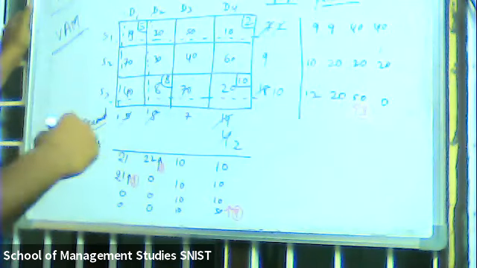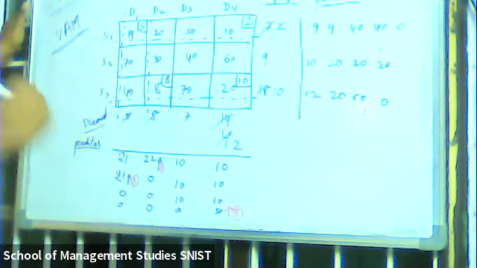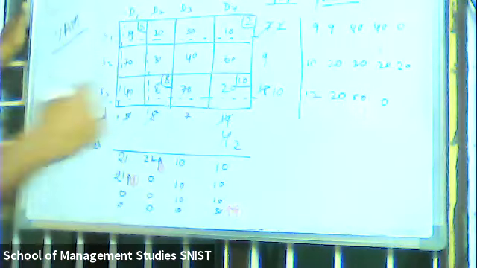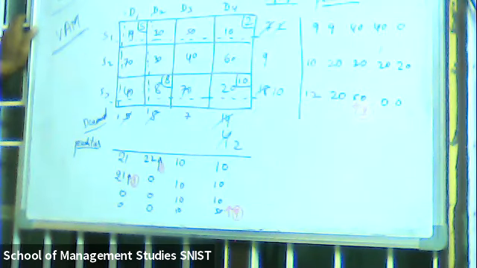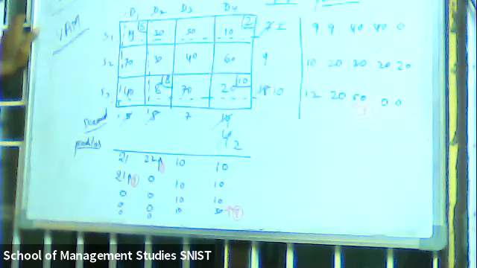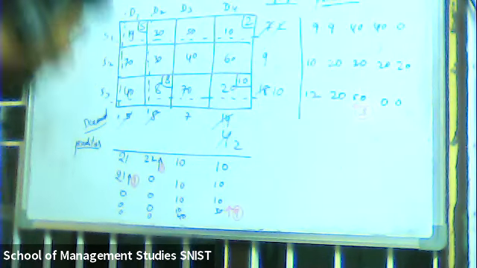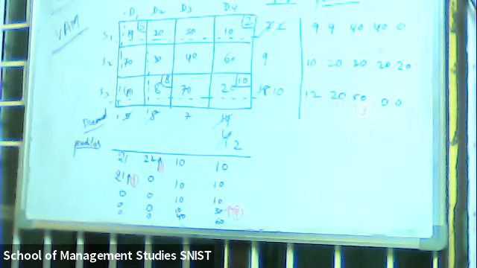Now, any one of you can please tell me the penalties. First row 0, second row 20, third row 0. D1 column 0, D2 also 0, D3 40, D4 60. Now which one is the maximum? 60, sir, D4.